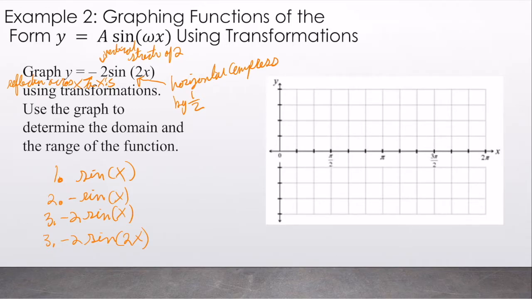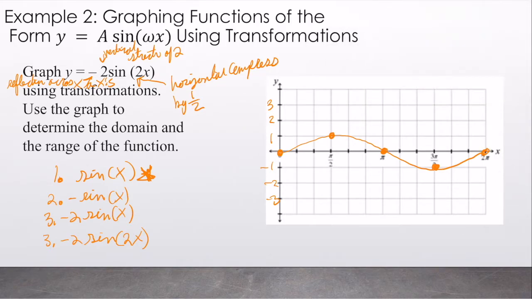So the first thing in orange, we're going to graph sine of x. So sine of 0 is 0. Sine of pi over 2 is 1. Sine of pi is 0. Sine of 3 pi over 2 is negative 1. And sine of 2 pi is 0.